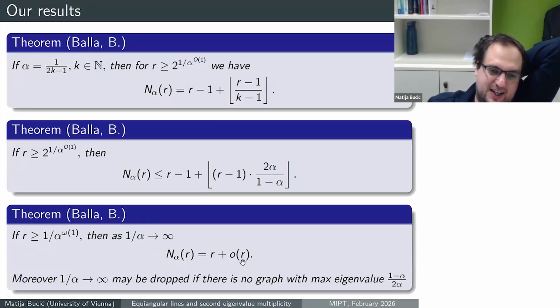So what this is really saying is that this little o of r function here is hiding some sort of function of the form r times alpha, where when alpha is treated as small, this is a lower order term.